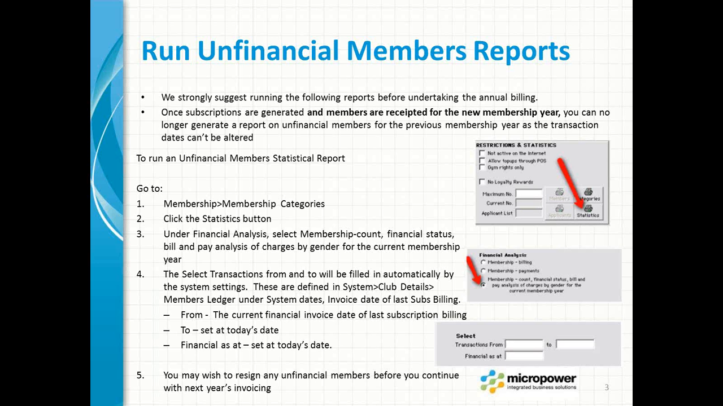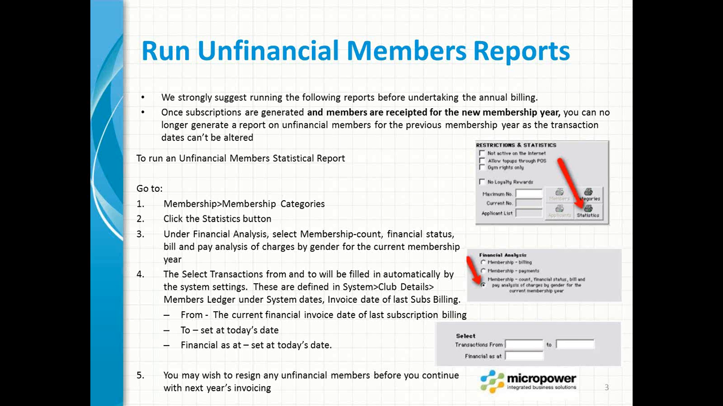So the first step that we recommend in the process is actually running an unfinancial members report. The reason we suggest doing this is because once the process has been run, once the subscriptions are generated, and the members are received for the new membership year, you can no longer go back and report on any other previous year's transactions. So it's important that if you want to get your statistics and things like that out, that you do that at the start of the process.